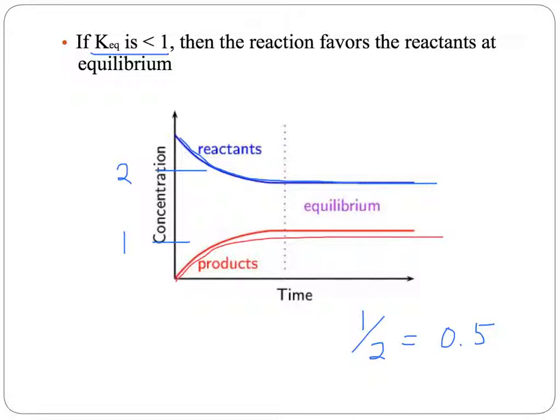That doesn't mean there aren't any products. That just means the concentration is going to be greater for the reactant side than the product side. Of course, I'm sure you can imagine that if the equilibrium constant is exactly 1, then that would mean your concentration of reactants and products is exactly the same at equilibrium. But in reality, equilibrium constants fall on either side of 1. Either products are being favored by the reaction once it's reached equilibrium, or reactants are being favored.